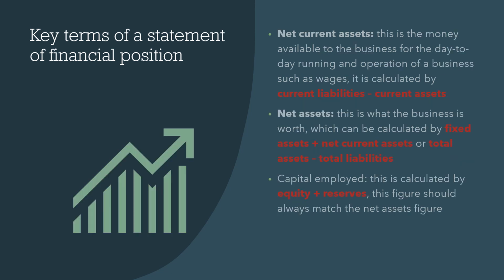Now, the key terms of a statement of financial position also include net current assets. So this is the money available to the business for the day-to-day running and operation of a business, such as wages. It is calculated by current liabilities minus current assets. Net assets, this is what the business is worth, and it can be calculated by fixed assets plus net current assets, or total assets minus total liabilities. Now, capital employed is calculated by the equity plus the reserves. Now, this figure should always match the net assets figure.